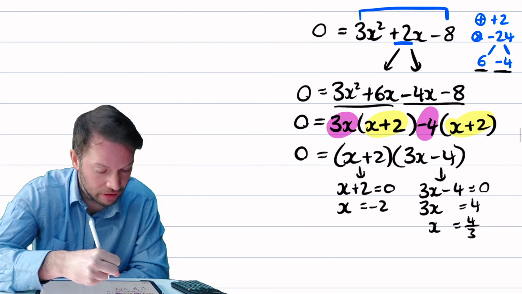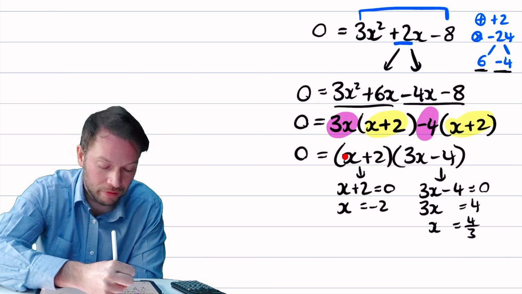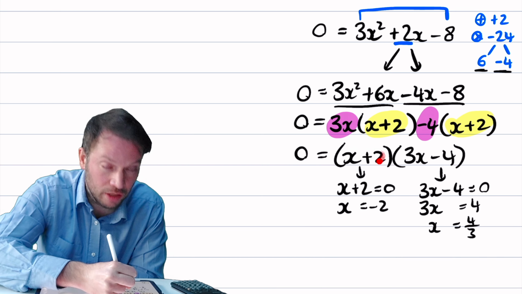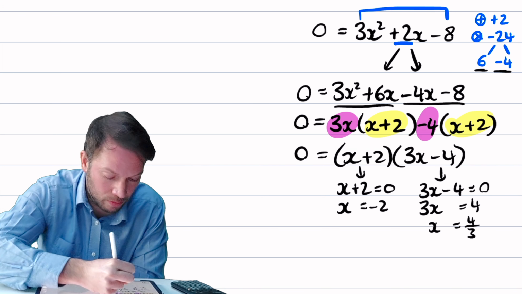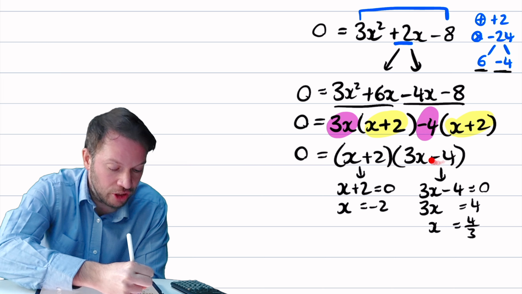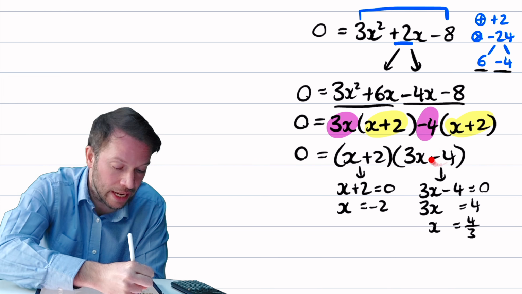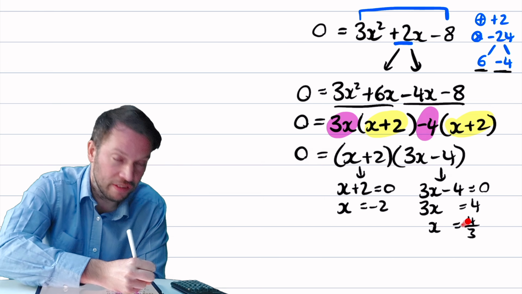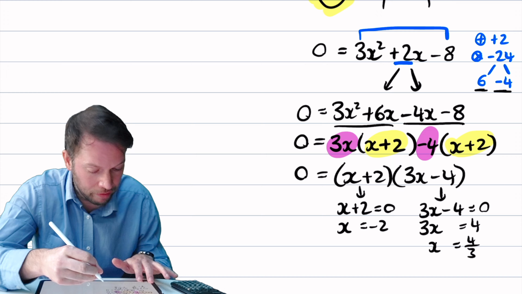Remember, the quick way to this last step is that you just negate this value and divide by whatever number's in front of the x. So the +2 becomes -2. You change the sign. -2 over 1 is just -2, which is what we got here. And then this one, you negate the -4 to become +4. The sign changes. You get 4 over that 3, which is exactly what we got. So that's the quick way of doing it. So when x was -2 or 4 over 3, y was 0.